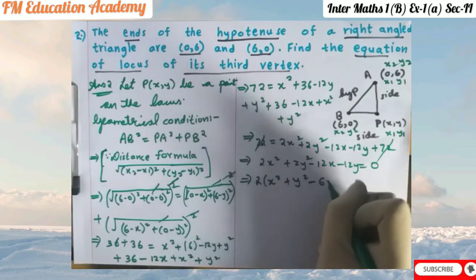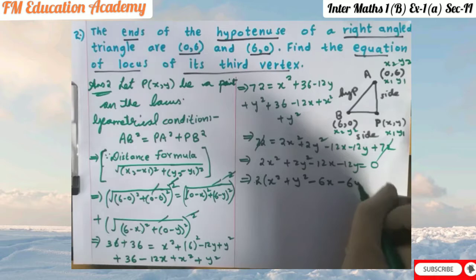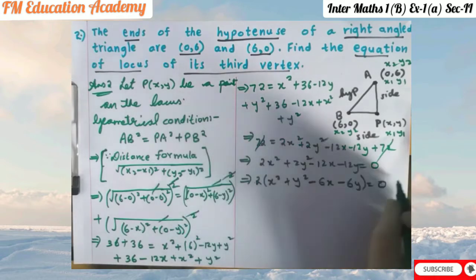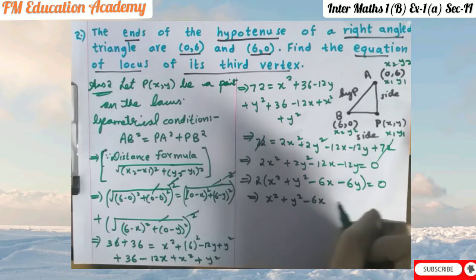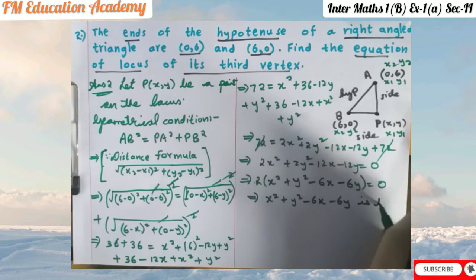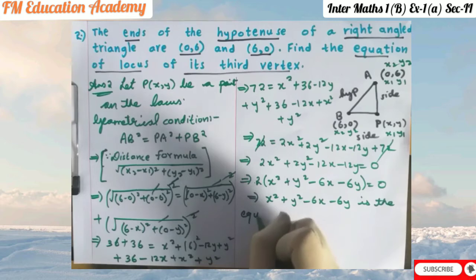Minus 2 6s are 12, so 6x minus 2 6s are 12, so 6y is equal to 0. Now into 2, if it goes that side, it becomes divided by, so we are left with x square plus y square minus 6x minus 6y is the equation of locus of P.